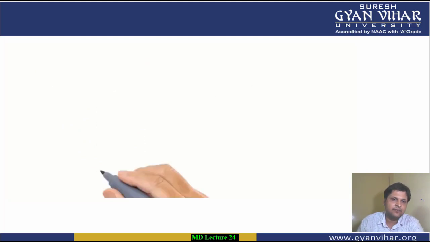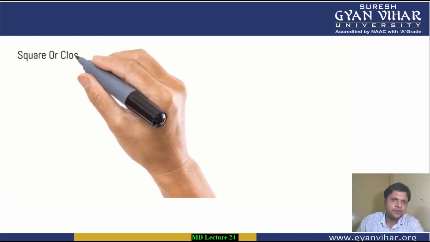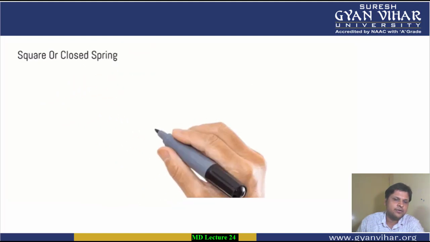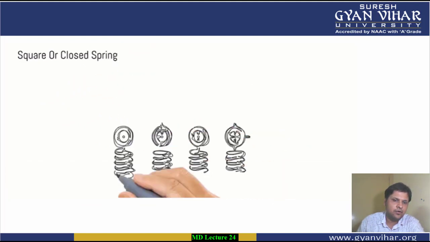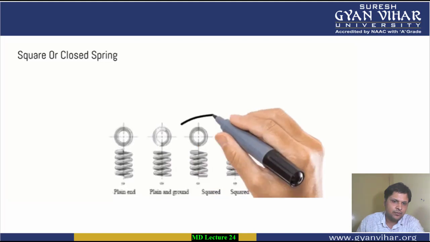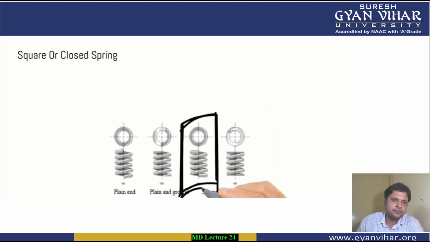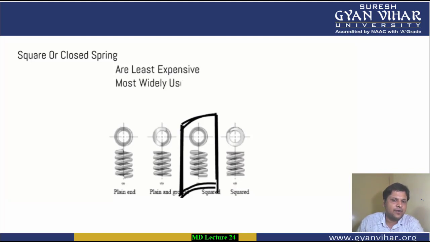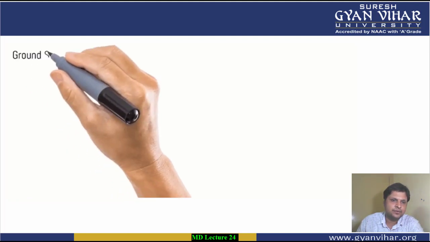Now there are different spring ends. First is the square or closed spring. Now what is it? In the case of a squared or closed spring, they are the least expensive, they are most widely used, and they tend to buckle under the load. These are the qualities of this type of spring.